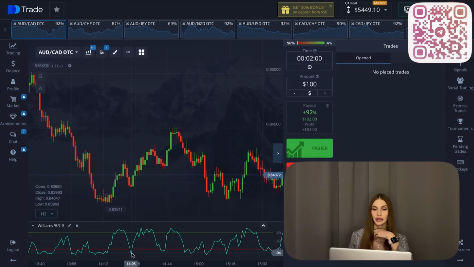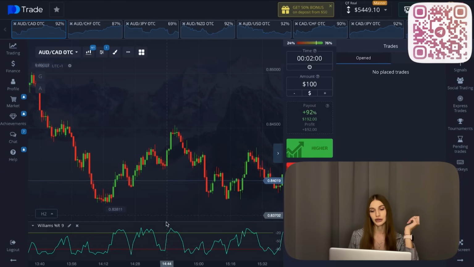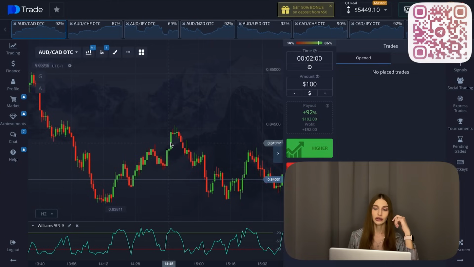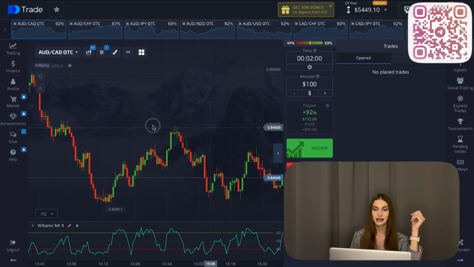As you can see in this example, we are in the oversold zone. We cross the 50 level, opened a deal, got a profit. Here we are in the overbought zone, crossed the 50 level, opened a deal, got a profit. Again in the oversold zone, crossed the 50 level, opened a deal and also got a profit, and so on. Well, I showed you the essence of trading.